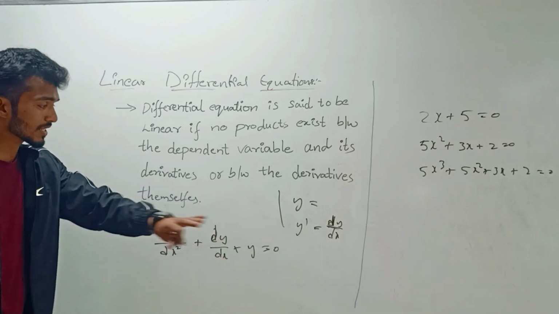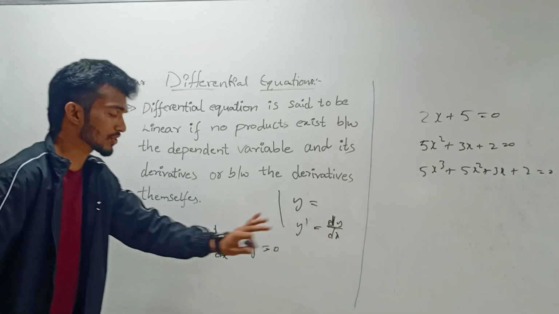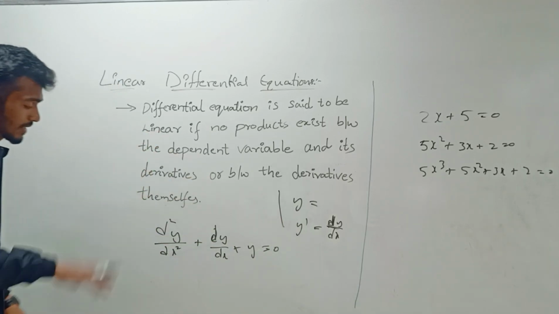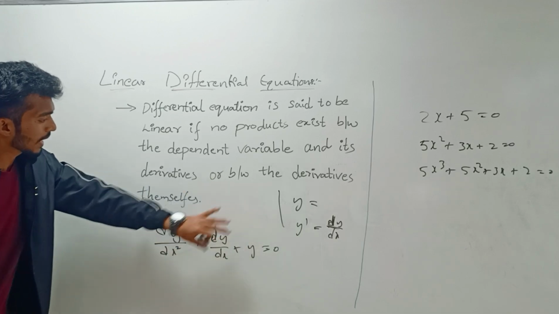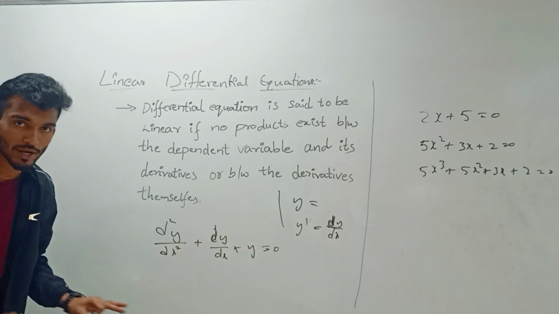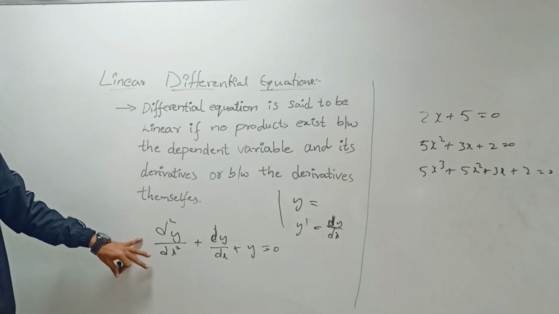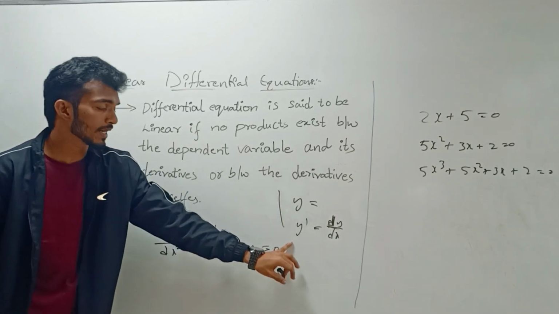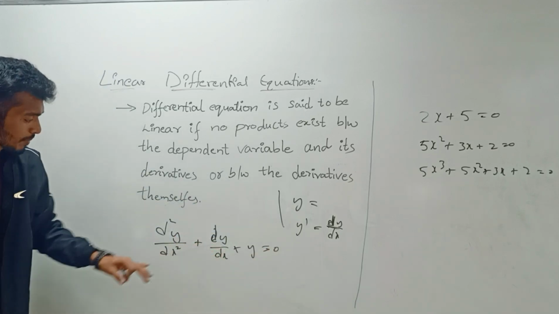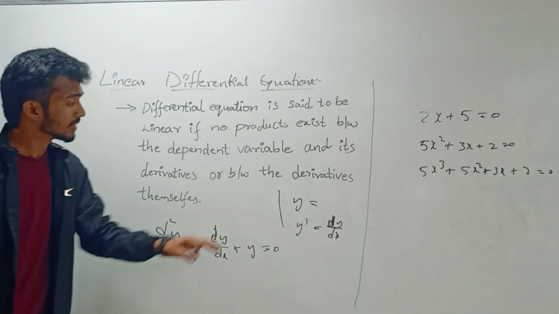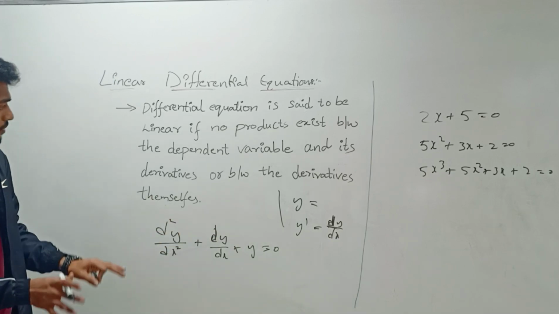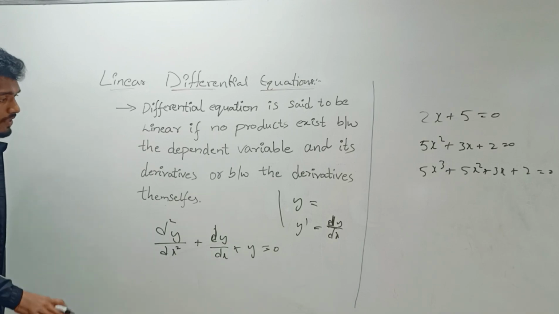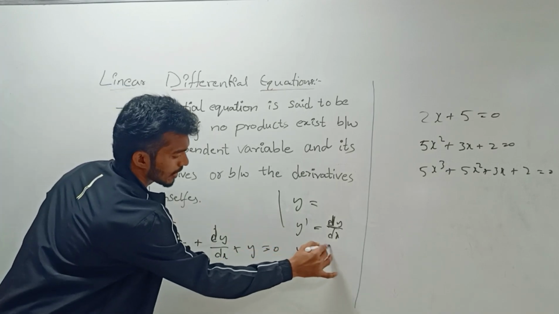So from here I will represent dy by dx as y dash, and d2y by dx square as y double dash. Keep this in mind. In this equation there is no product between the dependent variable and the derivative of the dependent variable. See, y dash is not there in any term, and there is no term which contains the product of derivatives themselves, that is y dash into y dash.